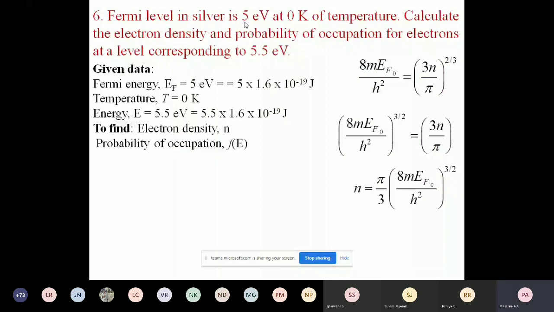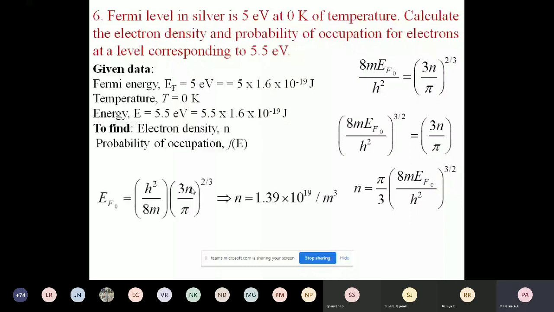In terms of the Fermi energy, this is the equation for number of electrons per unit volume. m is mass of electron, h is Planck's constant. So, on rearranging this equation, EF naught is nothing but EF. Sometimes we represent EF as EF naught just to say that this is measured at the temperature equal to 0 degree Kelvin. So here EF and EF naught are one and the same, right?